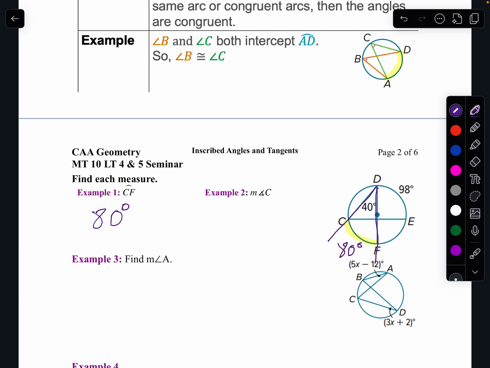Now if I want to find angle C, it is an inscribed angle. What arc does it subtend? Well, it subtends my 98 degree arc. So I know the measure of angle C is going to be half of 98, which is 49 degrees.